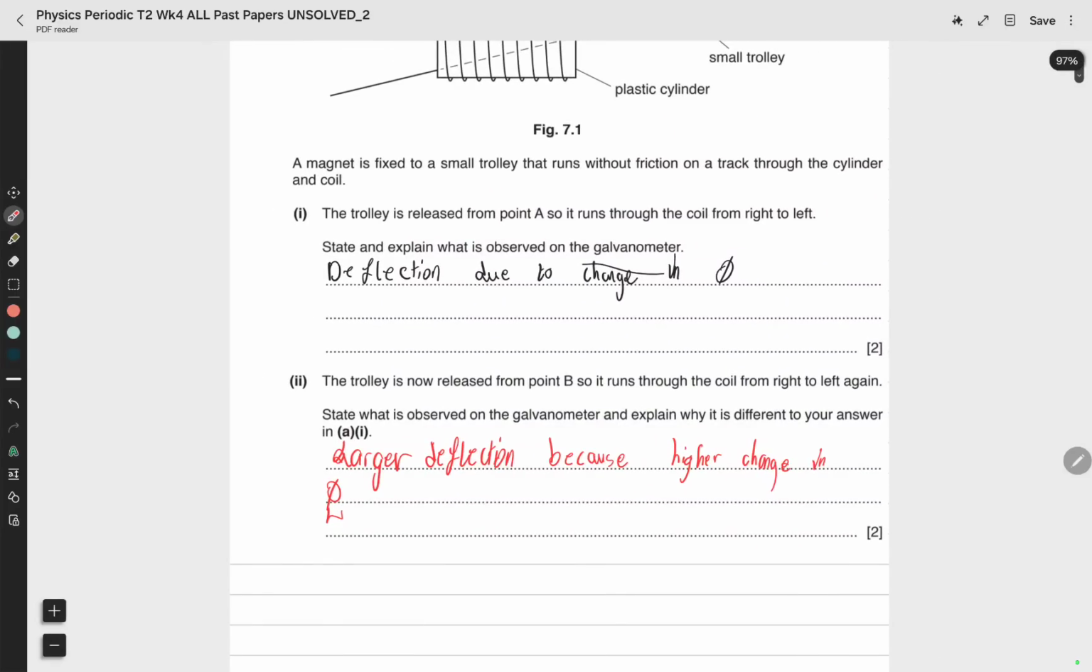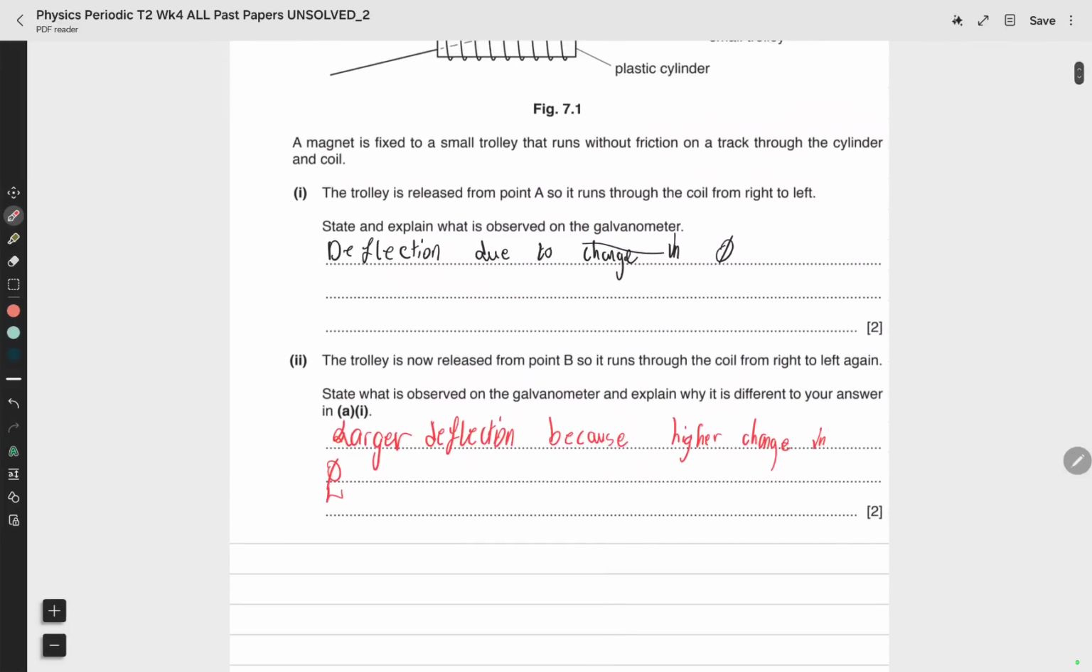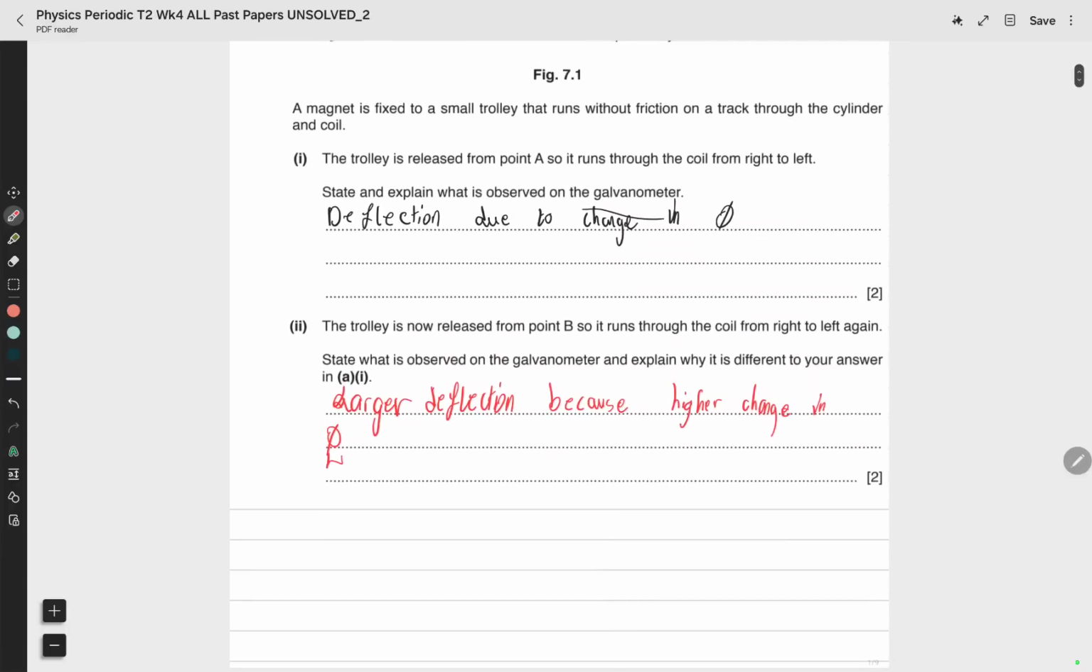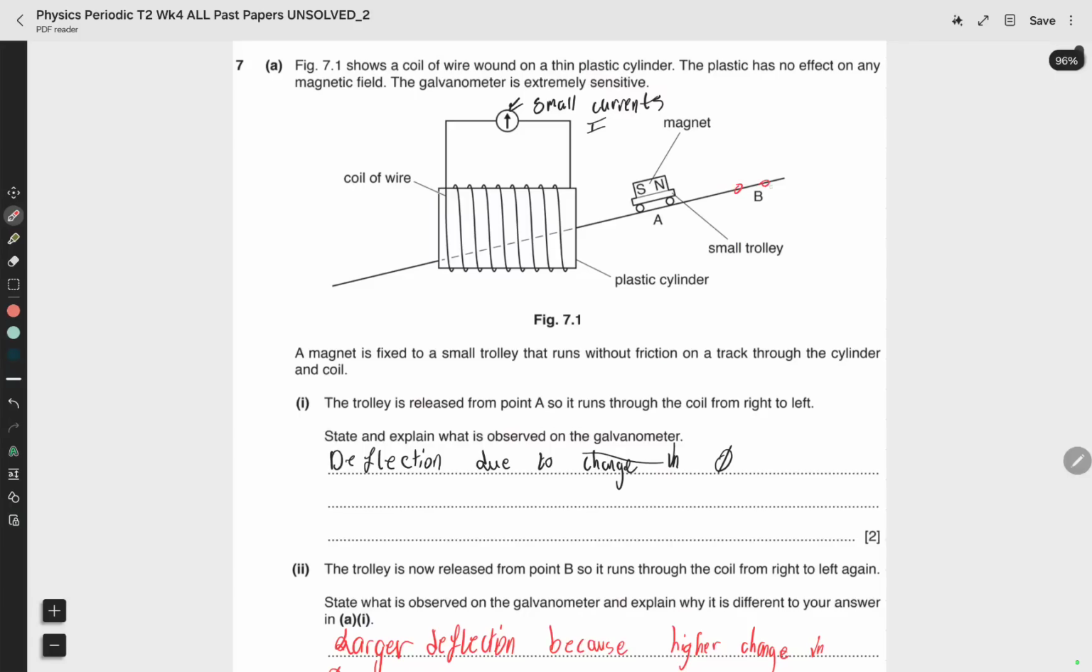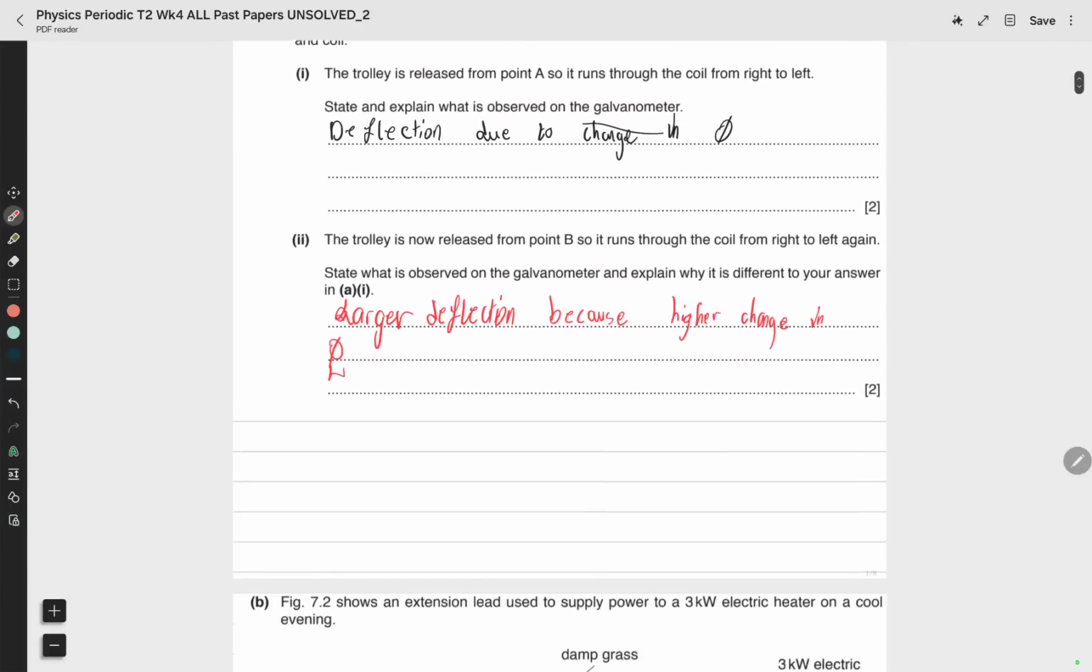Remember, we always say, how do you affect the change in magnetic flux? To affect the change in magnetic flux, you can move the magnet at a higher speed. Moving the magnet at a higher speed causes a higher change in magnetic flux. And you guys know a higher change in magnetic flux causes the induced current. So since you're moving faster now, there's going to be a higher change in magnetic flux, which will cause a larger deflection.